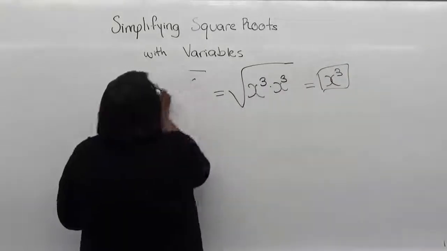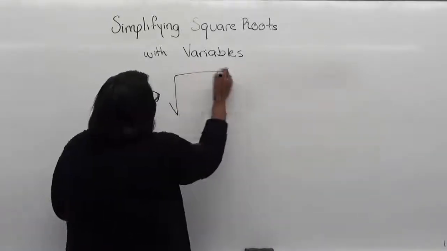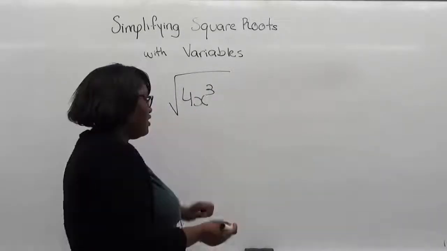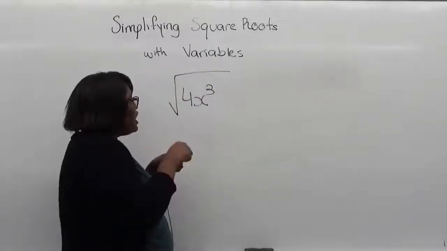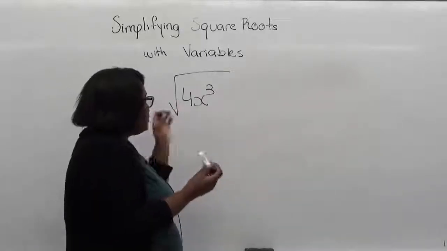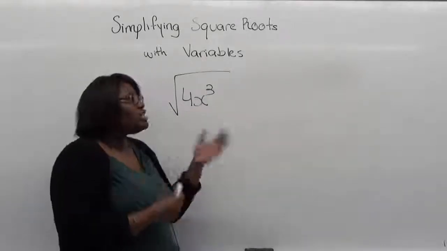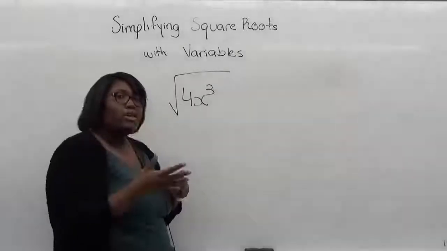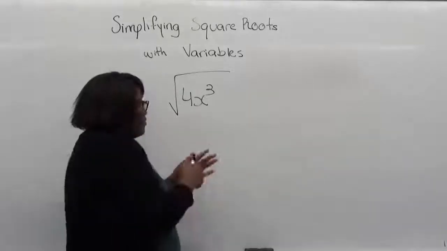Now, if you were to have, for instance, the square root of 4x to the third. Now here we have 3. We want to rewrite this so we can have an even exponent. Again, the reason why we want an even exponent and not an odd exponent is because, like I said, whenever we multiply variables, we add their exponents. And you want to be able to have a number that when it's added to itself gives you an even number, because that's what happens.